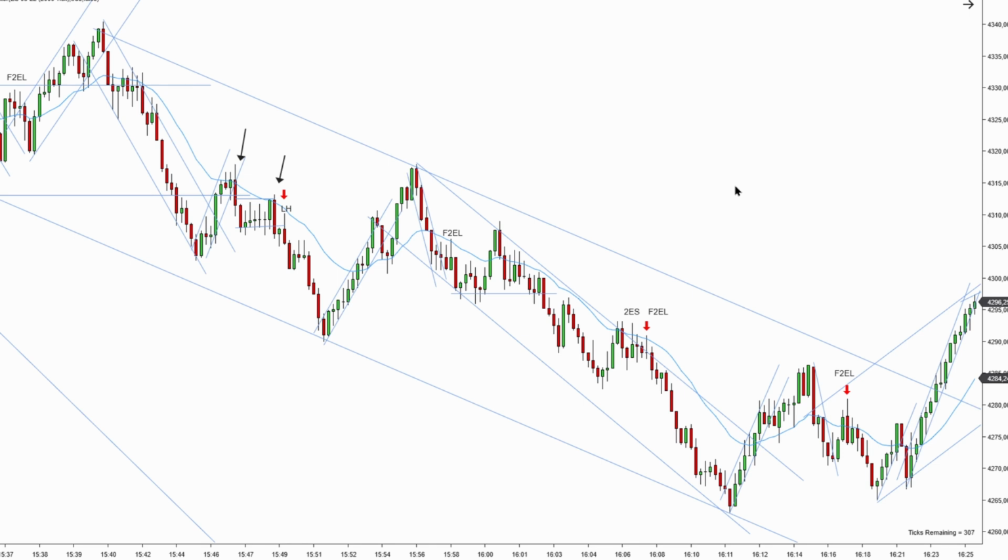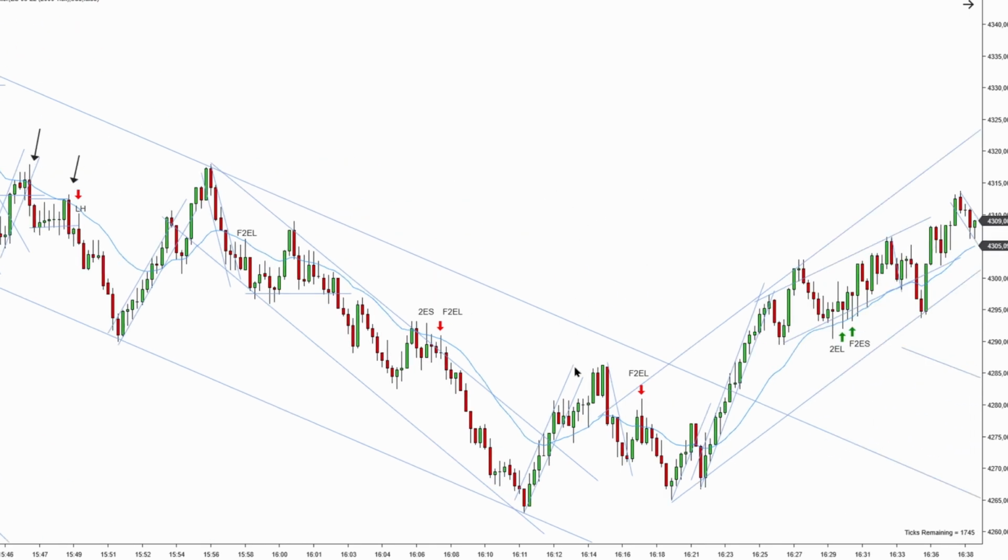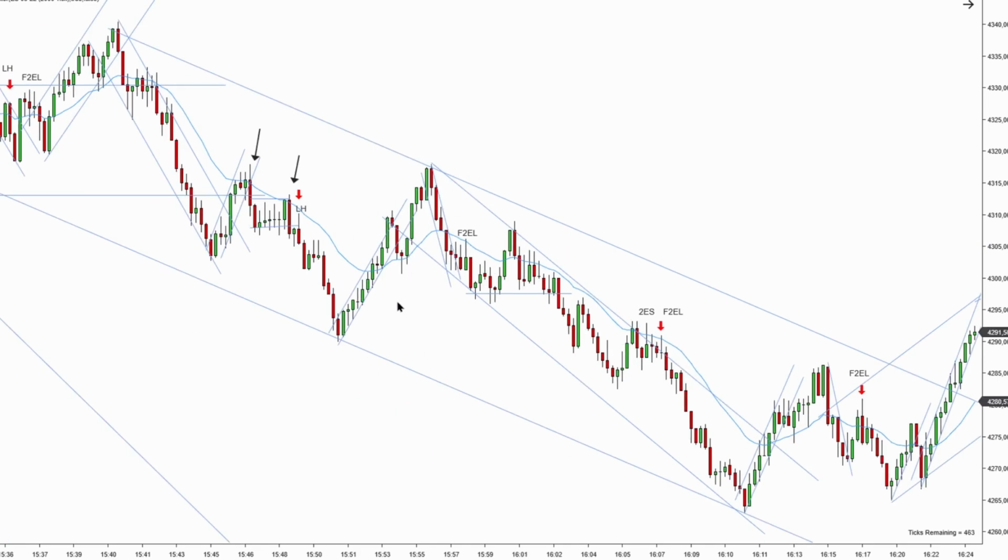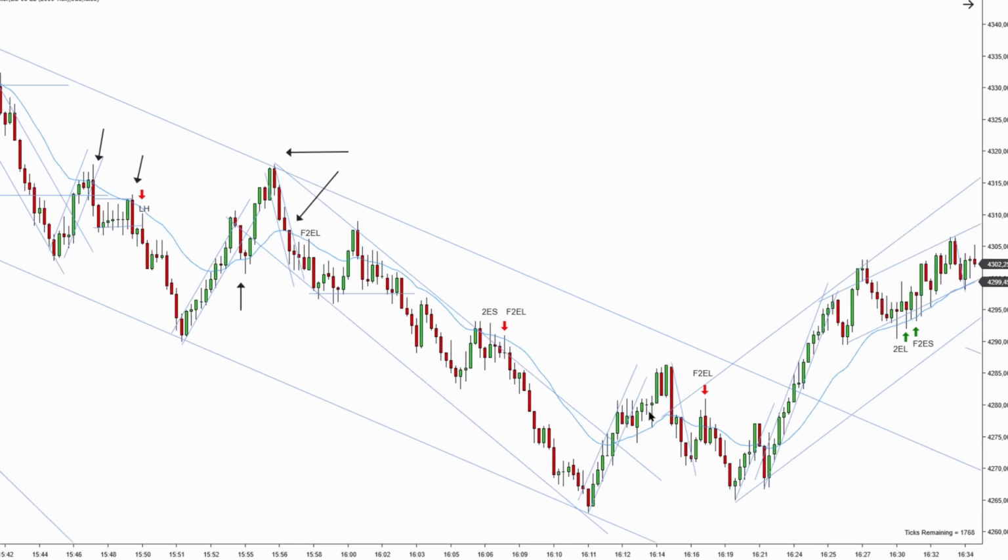Any pullback, two-legged pullback at key entry point is going to be a high probability setup. So I just played safe. I just let this play out with the break, new extreme. And I want to see the same thing right here. Market gave you break, new extreme, and push below EMA. Give me a first, second entry long.